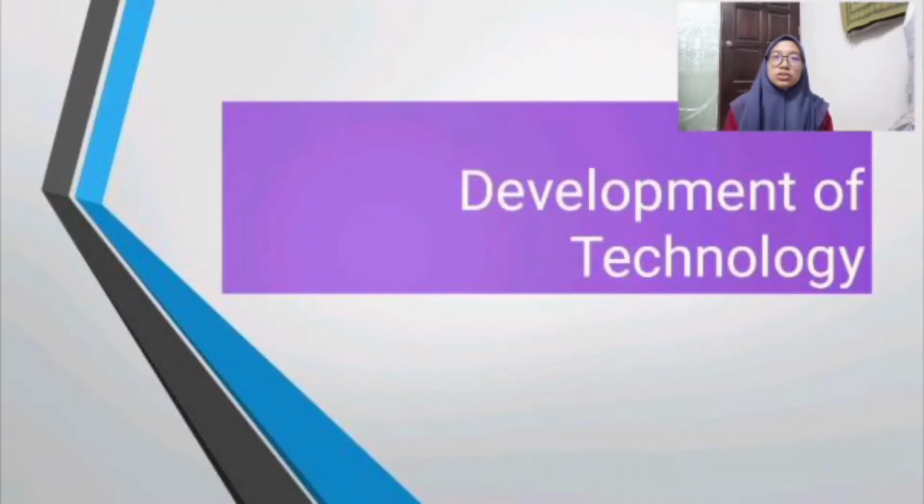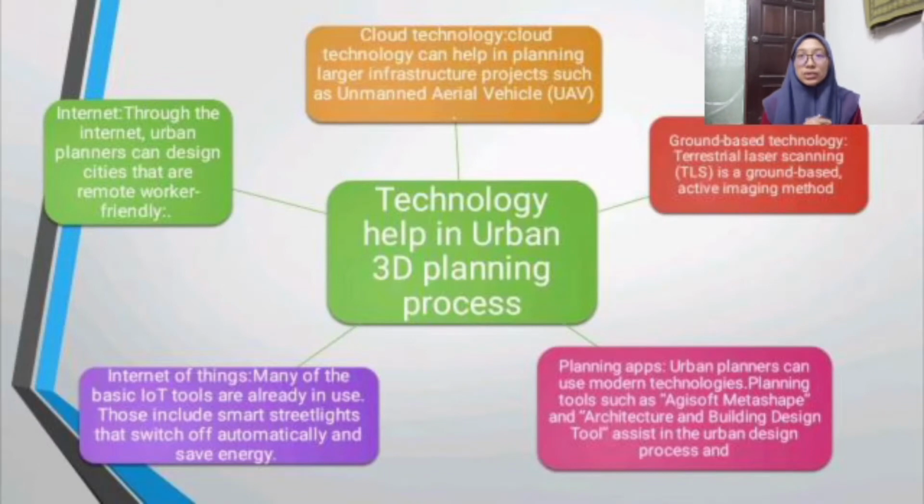Development of technology. Here we will discuss how technology can help in the urban 3D planning process. Number one is the internet. Through the internet, urban planners can design cities that are remote worker friendly. Number two is cloud technology. Cloud technology can help in planning larger infrastructure projects, such as with unmanned aerial vehicle UAV.